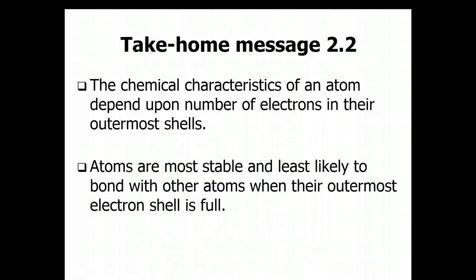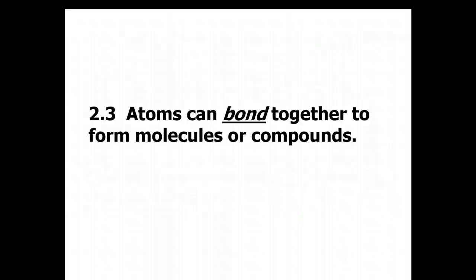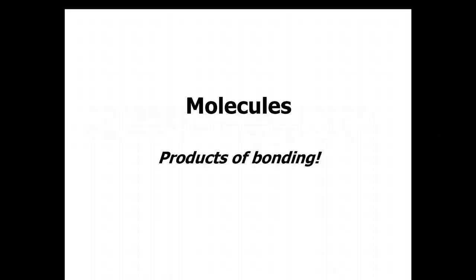So the chemical characteristics of an atom depend on the number of electrons in their outermost shells. Atoms are the most stable and least likely to bond with other atoms when their outermost electrons are full. Of course, then there's no way that they can interact. Atoms can bond together to form molecules or compounds. Well, not only can they, they must in order to form various aspects of life.